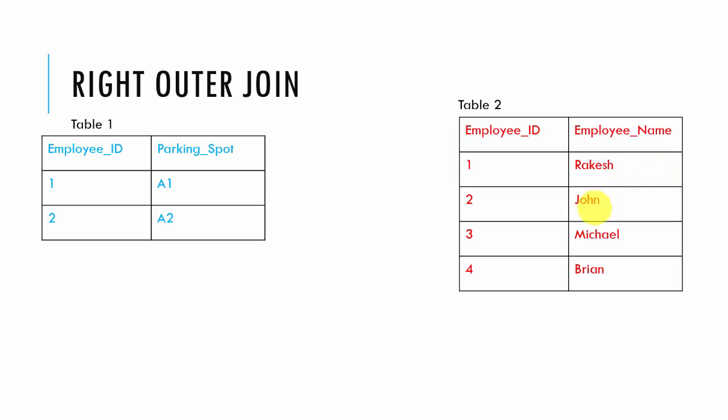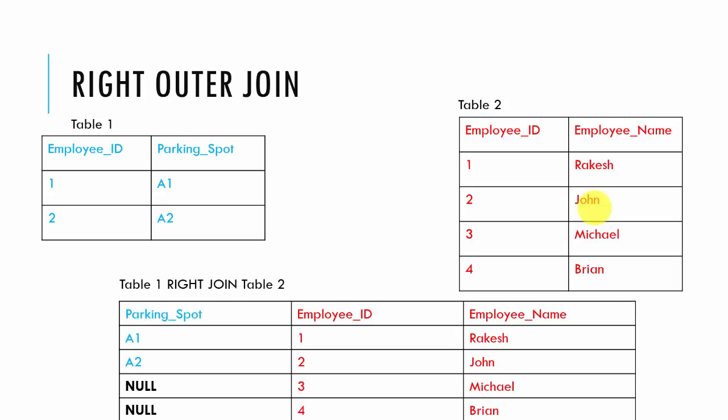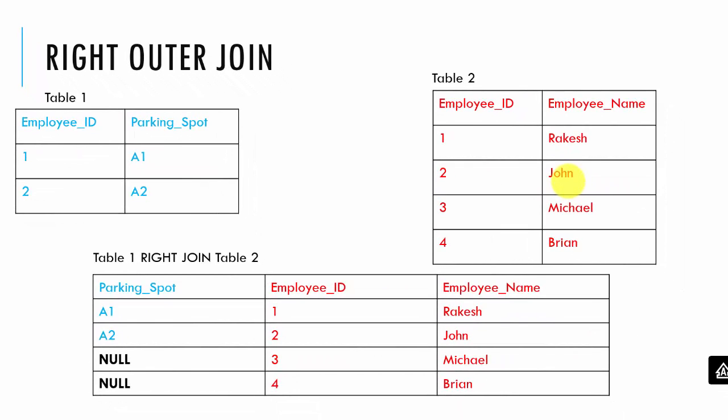So when you do table 1 right join with table 2, it basically says take everything from table 2, and if you find a match with table 1, well and good. If not, put a null in the corresponding cells. So employee ID 1 and 2 common, yes, you got data from both, we're good. Employee ID 3 and 4, there is data only in the table 2, in the right table. So take that and put nulls for your left tables.